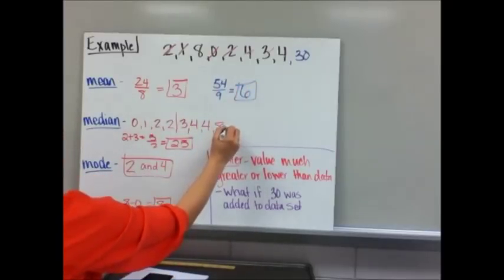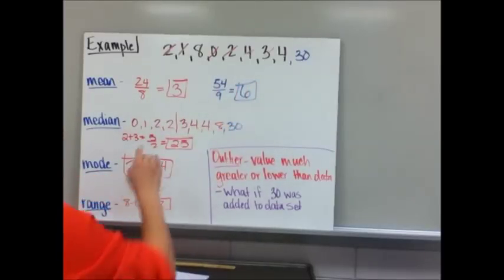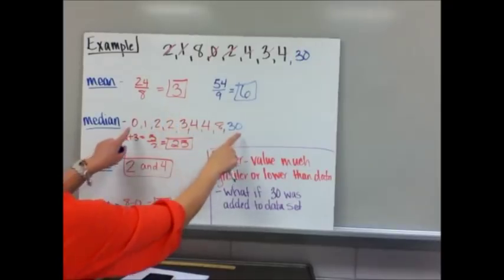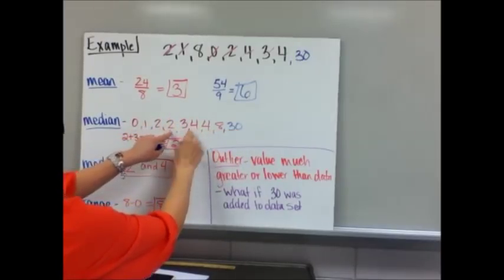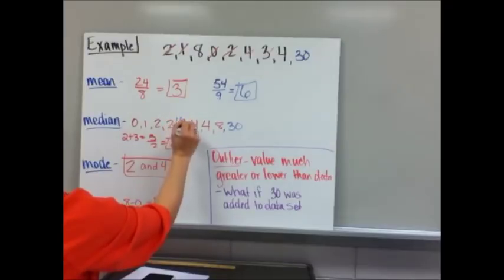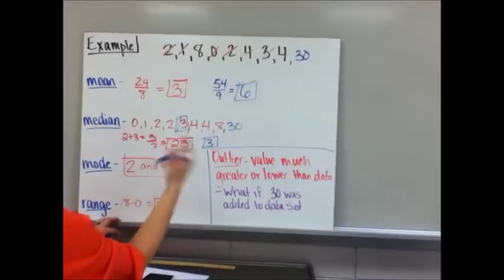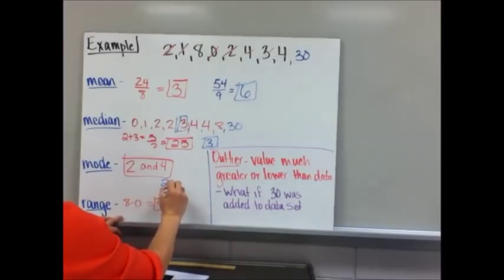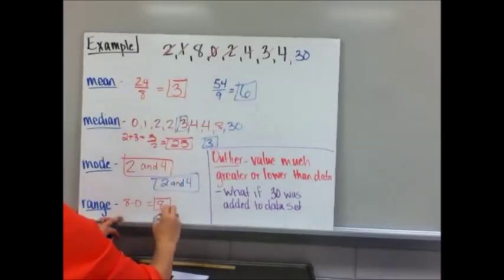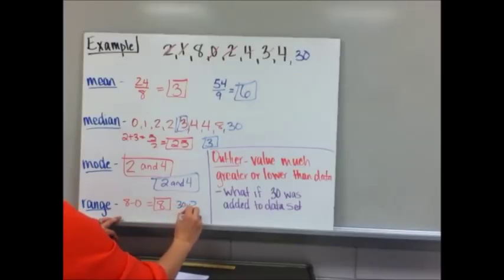If I were to add 30 on the end there to find the median, my middle now is 3. So my median is 3. My mode, it doesn't change. The range does change, and the range would then be 30 minus 0. The range would then be 30.